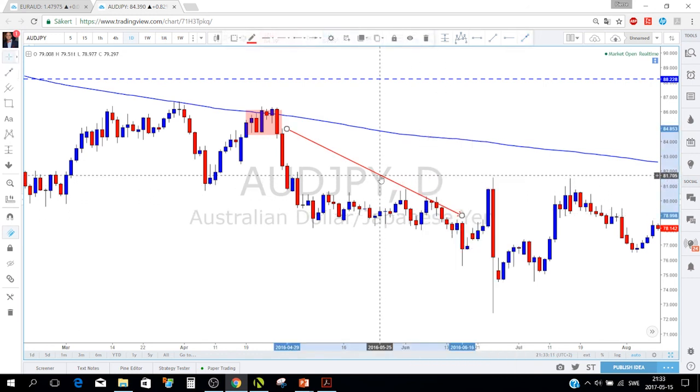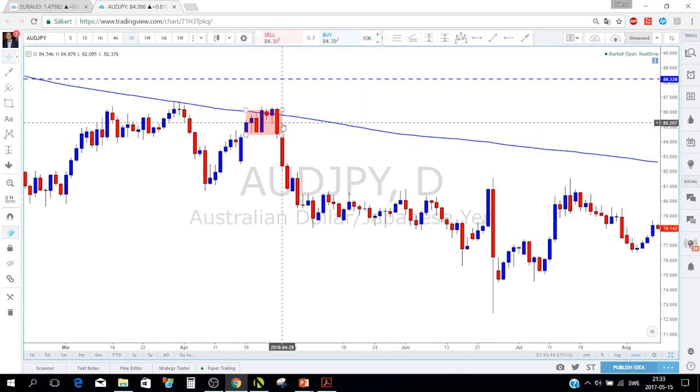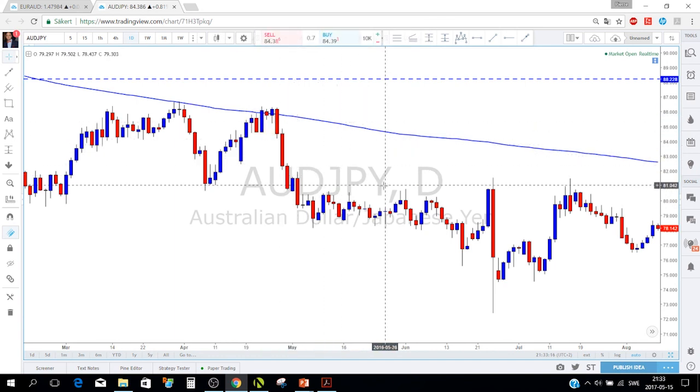So yeah, there are lots of possibilities to use this pattern, but what is most important is to use it in the right place of the chart. So try to find good support and resistance levels, or trend lines, or a daily moving average, as I showed you here, and they will work very fine if you know when to trade them.